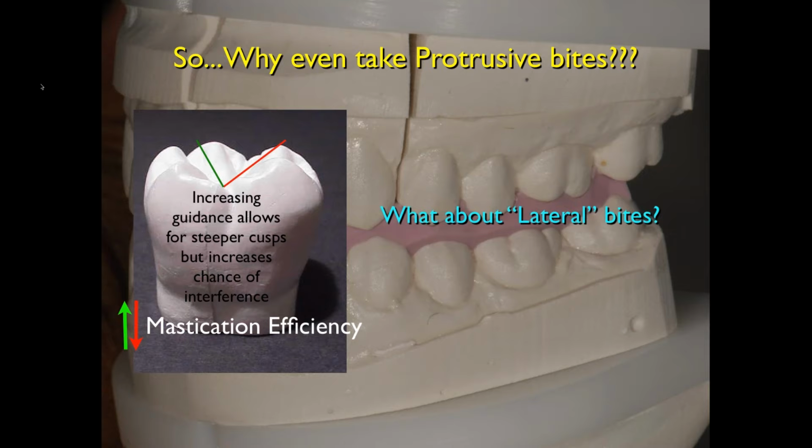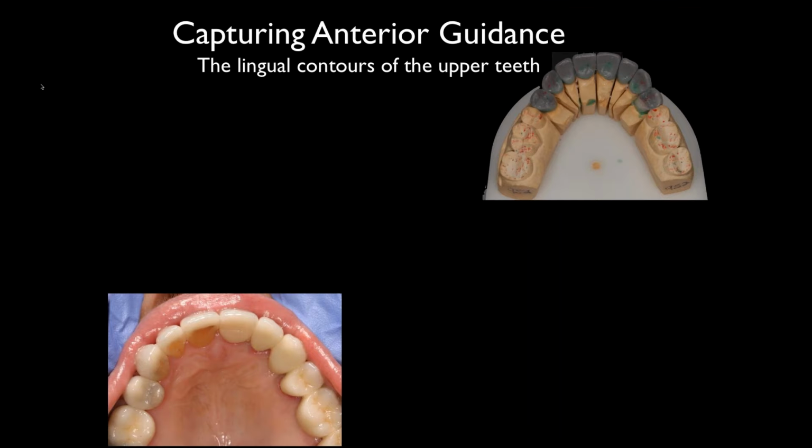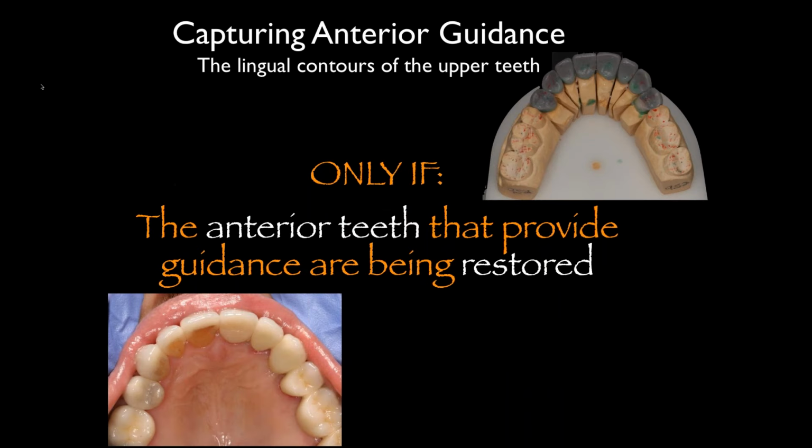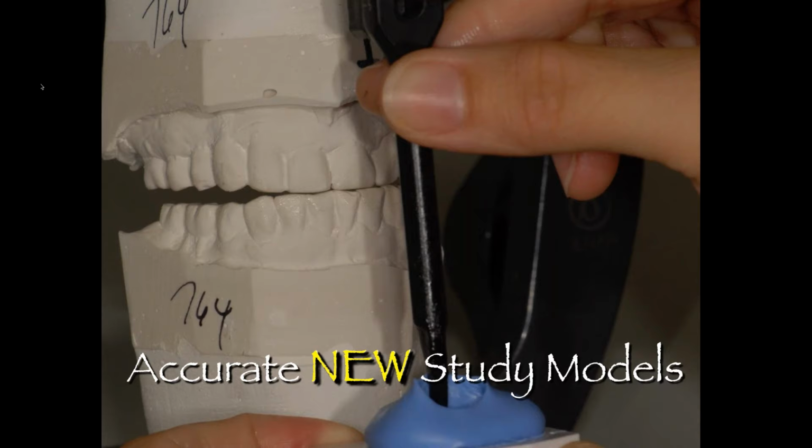You can take lateral bites, which will give you the Bennett angle, but I have never found that to be really all that necessary. And again, we all know about guide tables and capturing the lingual inclines of the anterior teeth, which we need to do anytime we're prepping away teeth that provide guidance alone. If there's group function and we're doing one of the teeth, we really don't need this. But the anterior guide table that we're all familiar with basically needs new, accurate study models, because teeth do change.